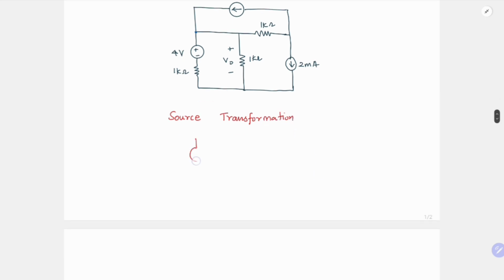So if between two nodes, here we have 4 volt and 1 kilo ohm, let me call this A and B. Then this can also be redrawn as a current source of 4 by 1 kilo ohm, which is 4 milliamp. And the direction will be from the positive side of the voltage source, right? And then my parallel resistance will be the same 1 kilo ohm, and this will be between A and B.